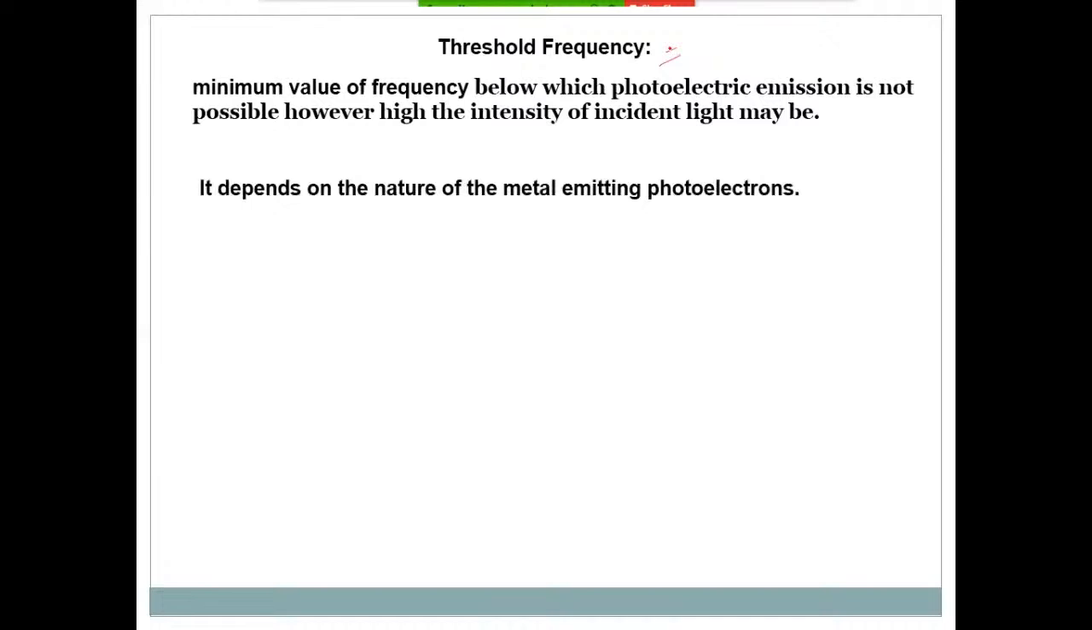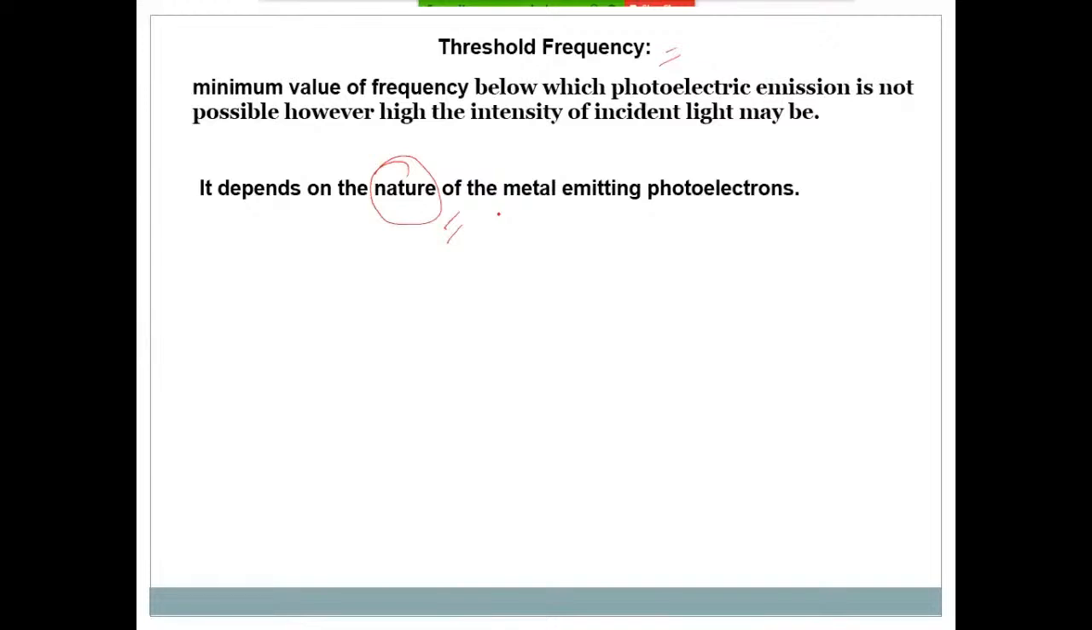Here, it depends on the nature of the metal. What does that mean? It means for different metals, the threshold frequency is different. Let's take an example of cesium and iron. The threshold frequency in the case of cesium is very low as compared to iron. That is why cesium is used in photovoltaic cells.